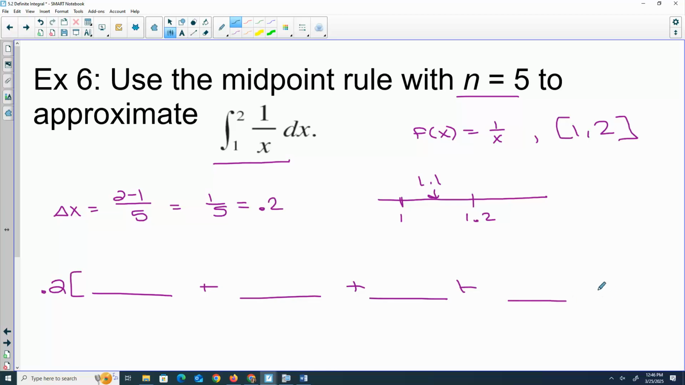To get the y's, we are plugging it into the equation 1 over x. So my first one is 1 over 1.1. What's the next x value? 1.3. So 1 over 1.3. We're just going up by 0.2. 1 over 1.5, 1 over 1.7, 1 over 1.9.